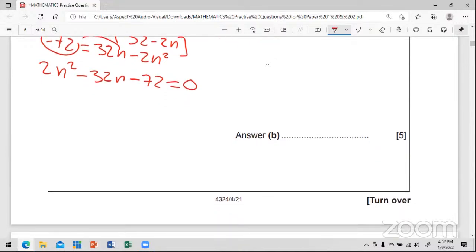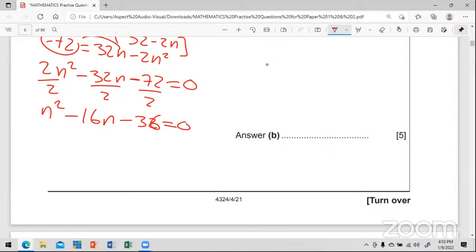So the next thing you can use the formula, but you can still divide by 2 all together. So this one will be n squared, and then minus what? The 16n, and then minus what? Minus 36 equals 0. Yes. All right. So basically that one you can use what? You can use the quadratic formula.